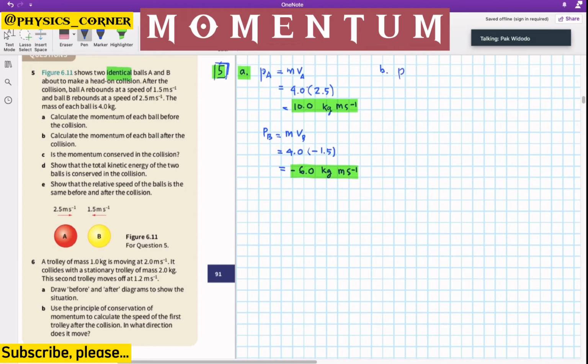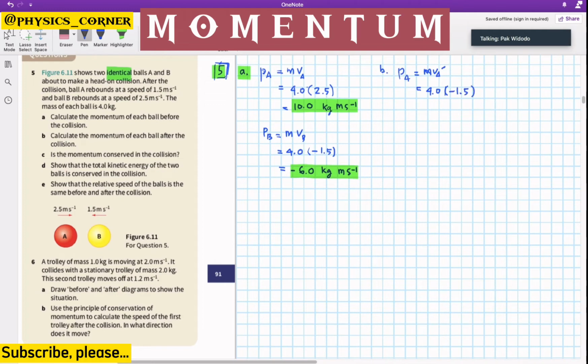After PA, after is mass VA after. Let's say this is 4.0. Now VA, this is here 1.5 rebounds. It means they go back to the left side. So this is negative 1.5.